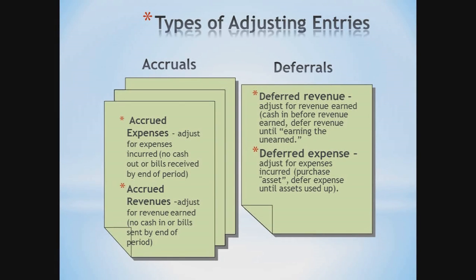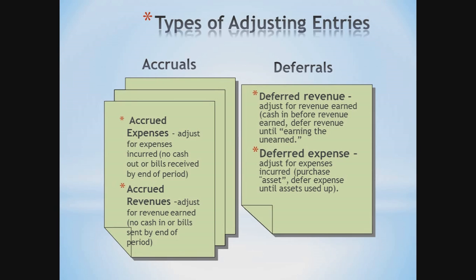So we may have collected money from customers before we've actually performed the service, which would be the deferred revenue, and we may have bought something that is an asset like a car, and we're going to depreciate or expense it as we use it up over time. Those 4 categories, we can pretty much fit all our different examples of adjusting entries into.